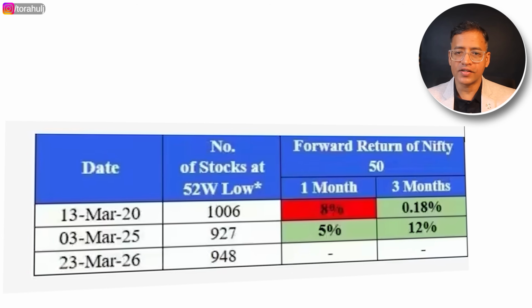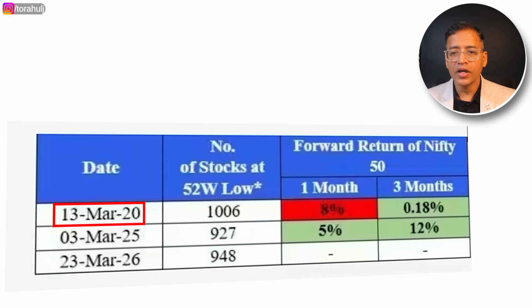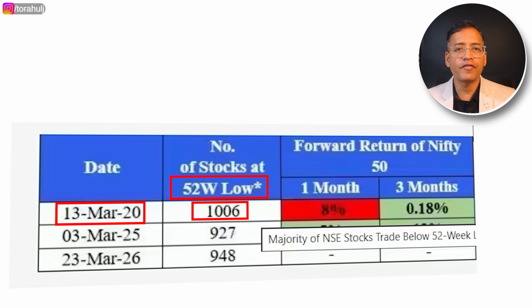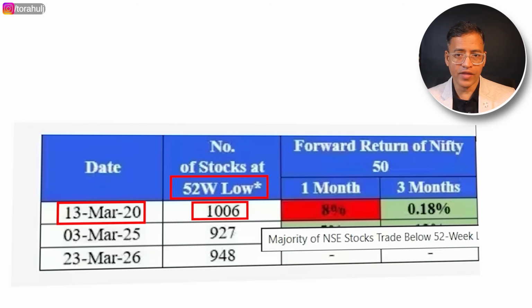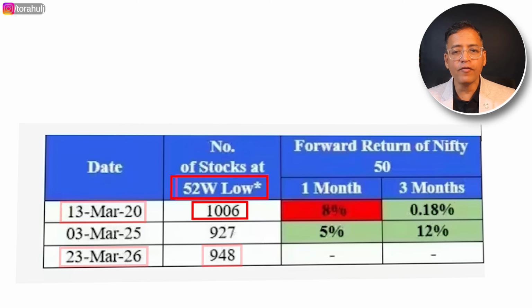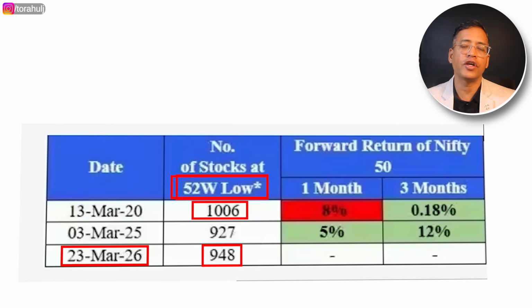Let me show you one more data point here, and this is also a very interesting parallel that we need to understand. If I take you back to COVID days, 13th March 2020, there is data published that around 1,006 stocks hit a 52-week low. Now in March 2026, as of 23rd March, around 948 stocks hit a 52-week low.